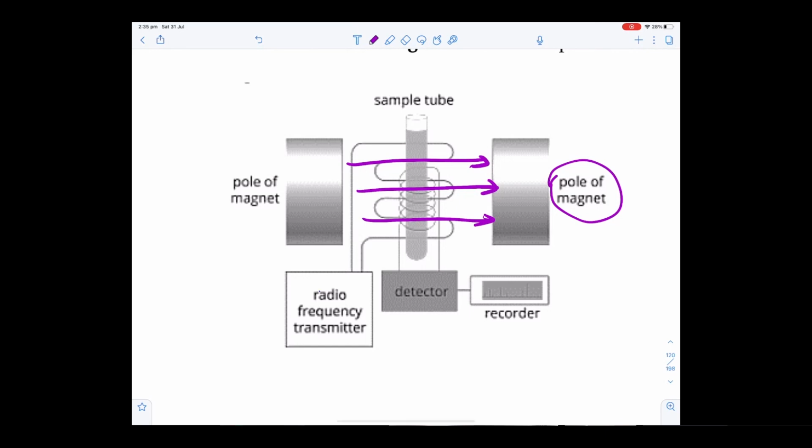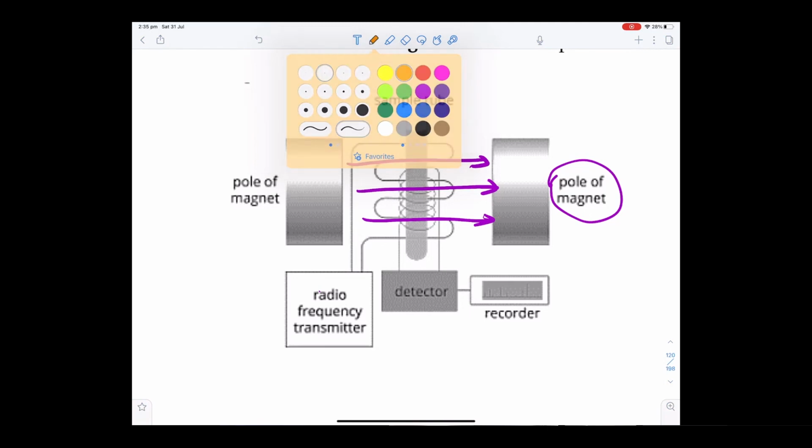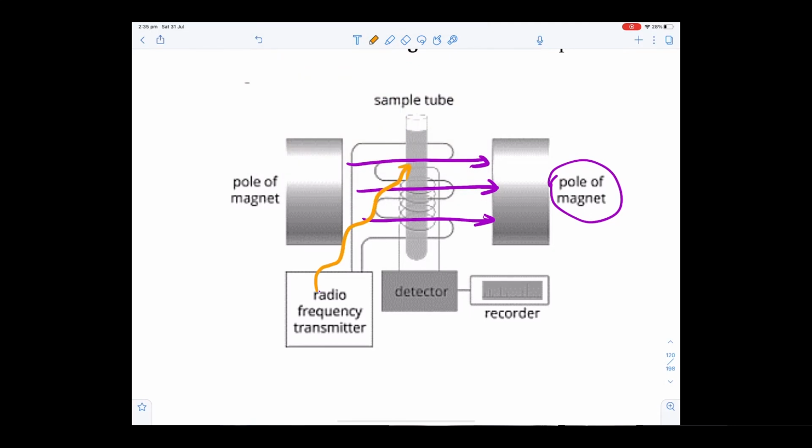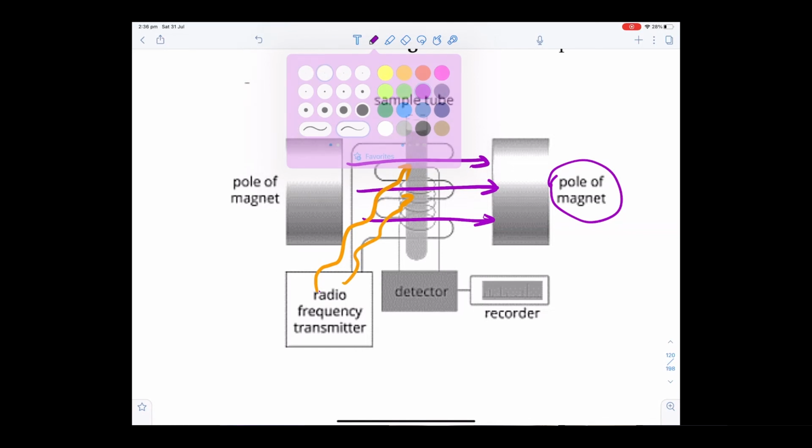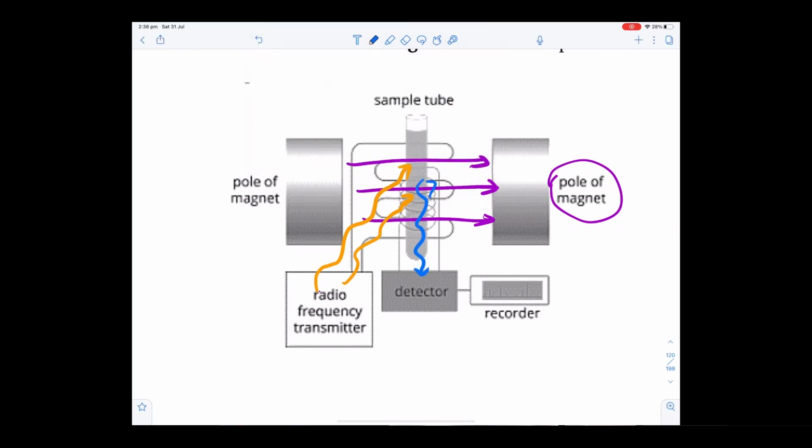We have a radio wave frequency transmitter, because I told you the other thing we need are radio waves. And then the radio waves released when the nucleus de-excites, I'll do that in blue, for example, is then picked up by a detector. And we'll use that to create an NMR graph that you'll be analyzing.